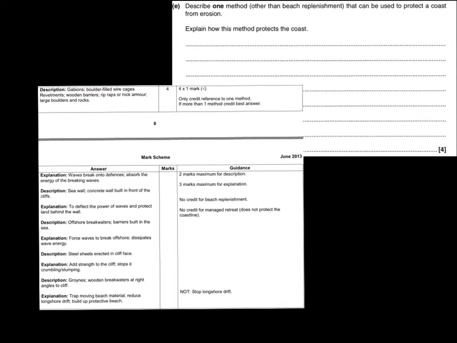And again, 2 marks would be groins, so wooden breakwaters, basically built into the sea at right angles to the cliff. And then the explanation is this traps beach material moved by longshore drift, or reduces longshore drift, that builds a protective beach. The beach then absorbs the waves and reduces erosion. One really important thing with groins is that it doesn't stop longshore drift. It traps material moved by it, it reduces it, but it doesn't stop it. So again, once you've actually got a clear idea what the question's after, fairly simple. 2 marks for describe, 2 to 3 marks for explanation.